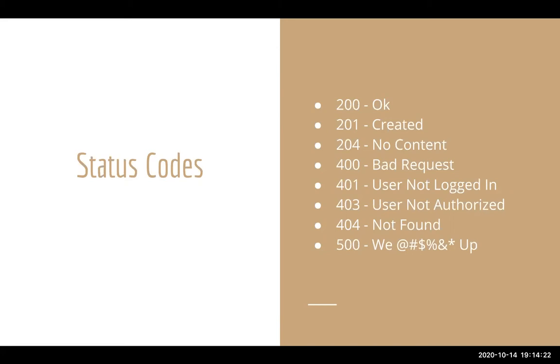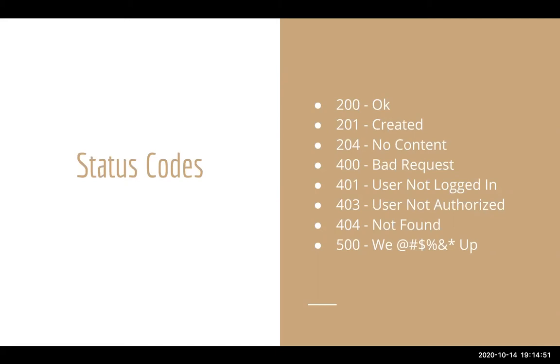401 is user is not logged in. 403 is user is not authorized, which just comes down to whether or not the user has the privilege to do certain things on your API. Like if they were an admin, then maybe they could, I don't know, delete a whole video, for instance. But if they weren't, then they can only see the video.